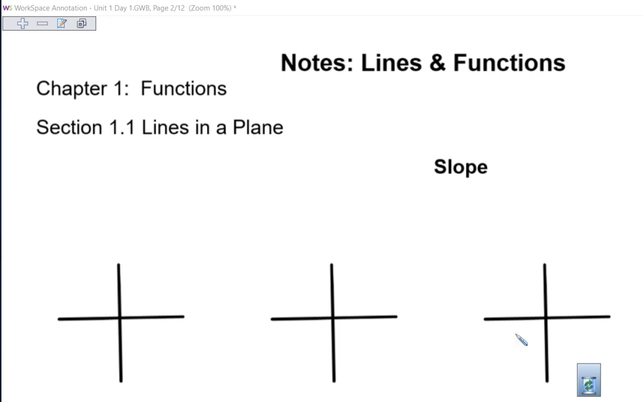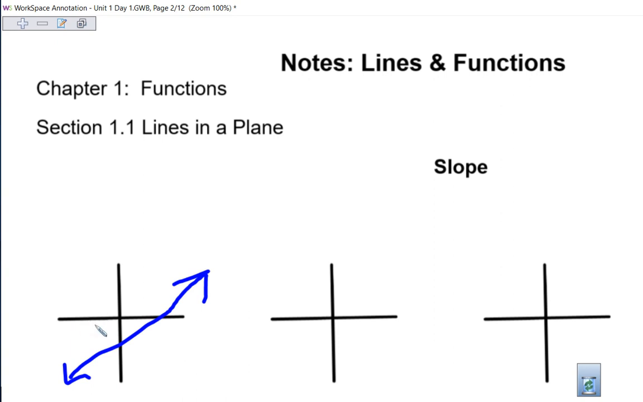Okay, so section 1.1 of our textbook is lines in a plane. And it starts out with slope. Now there's 4 types of slope. The first one we always talk about is this one. Ooh, and that's a crooked line. But it's close enough. What type of slope is it from left to right if it's increasing?